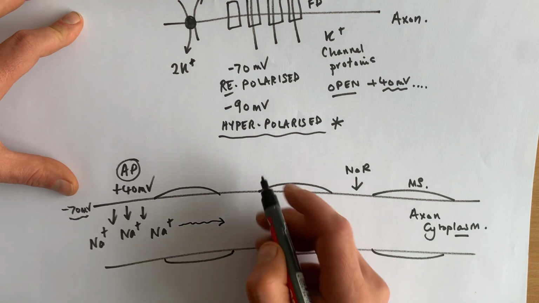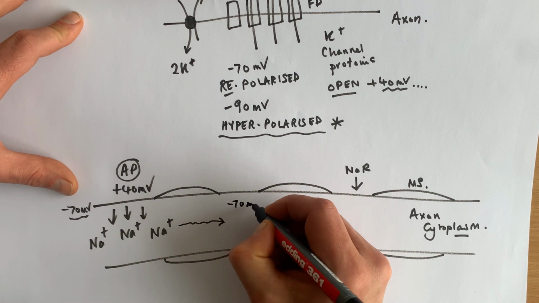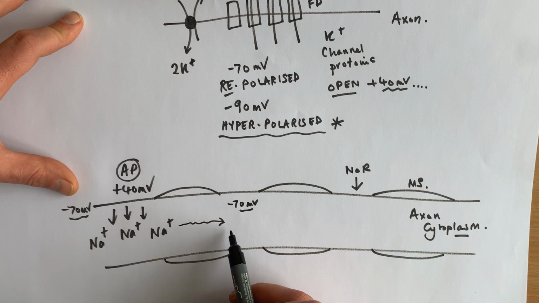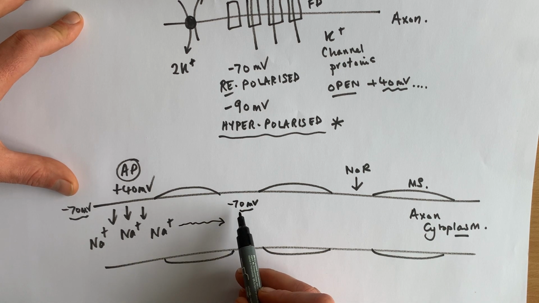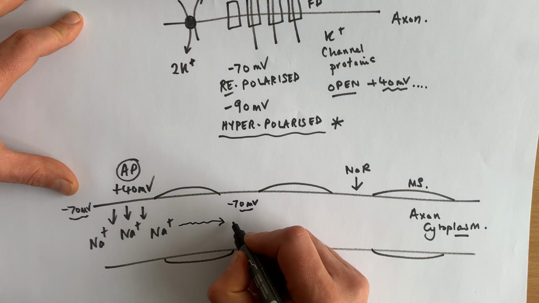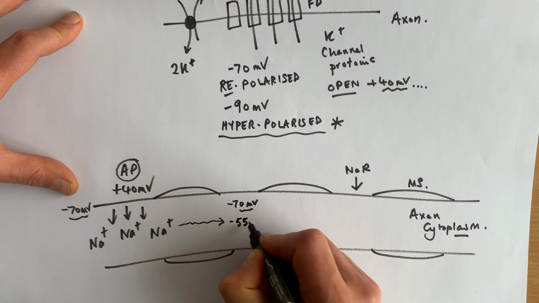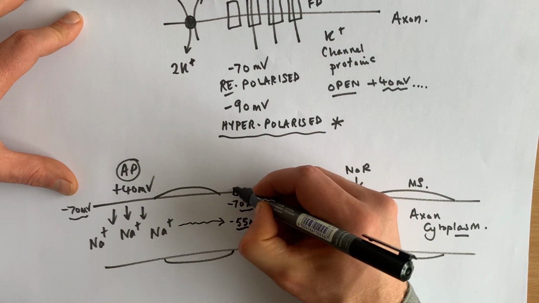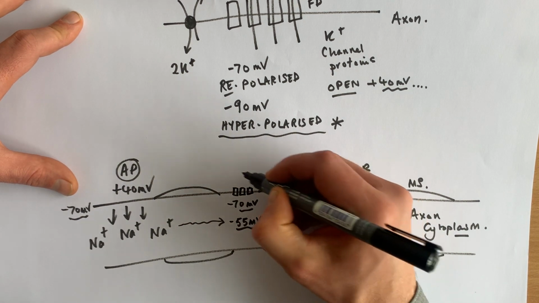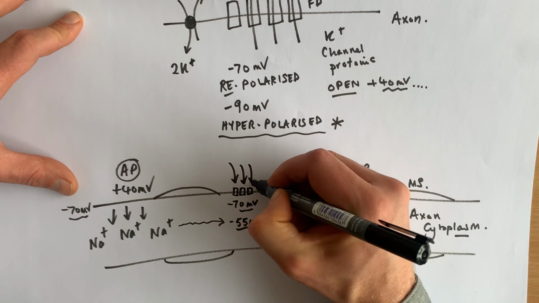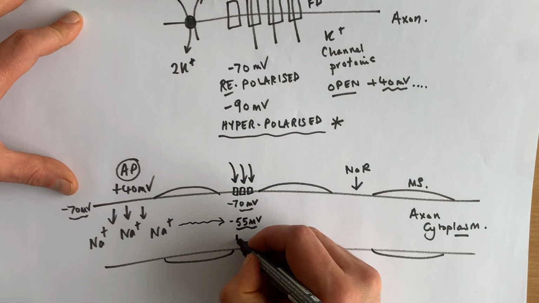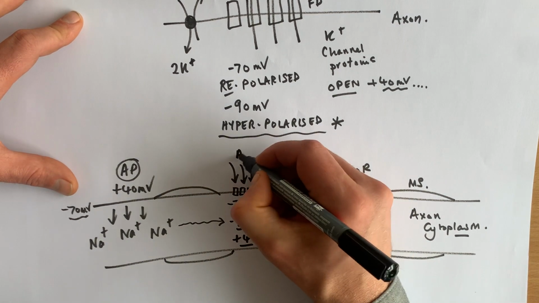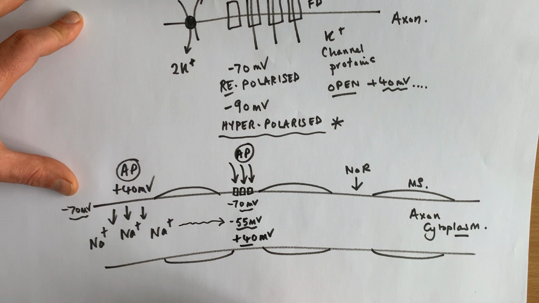Now, the next node of Ranvier is minus 70 millivolts. That's resting potential. But the diffusion of the sodium down the cytoplasm of the axon is going to cause that to increase up to maybe minus 55 millivolts. And we know that's the threshold potential. Therefore, at this point, the sodium channels are now going to open, which is going to allow the sodium to flood in via facilitated diffusion, and that's going to create the next action potential at the next node of Ranvier.